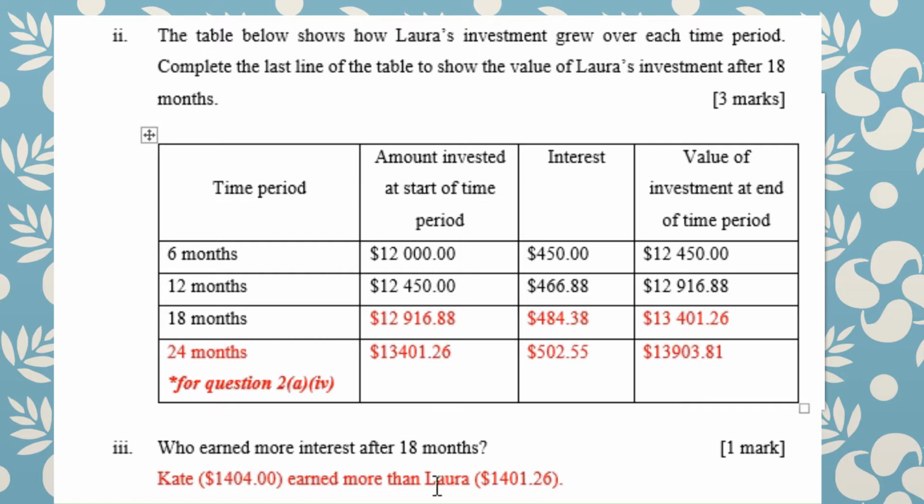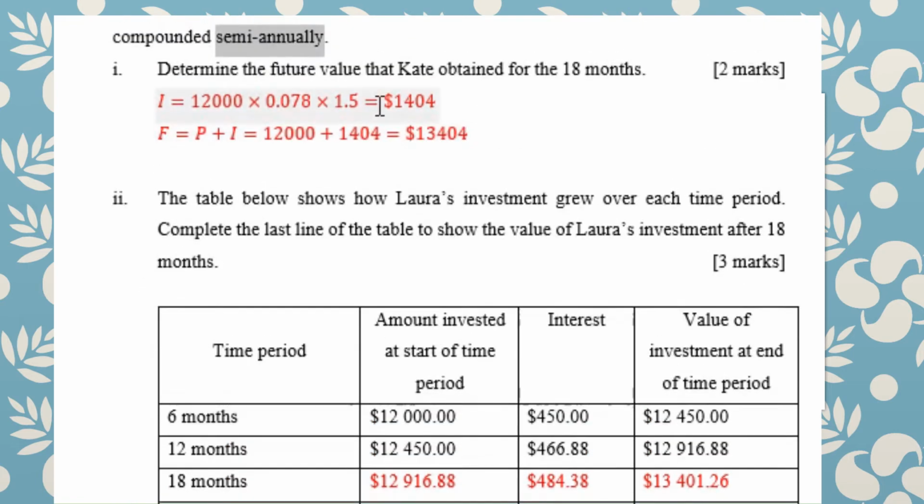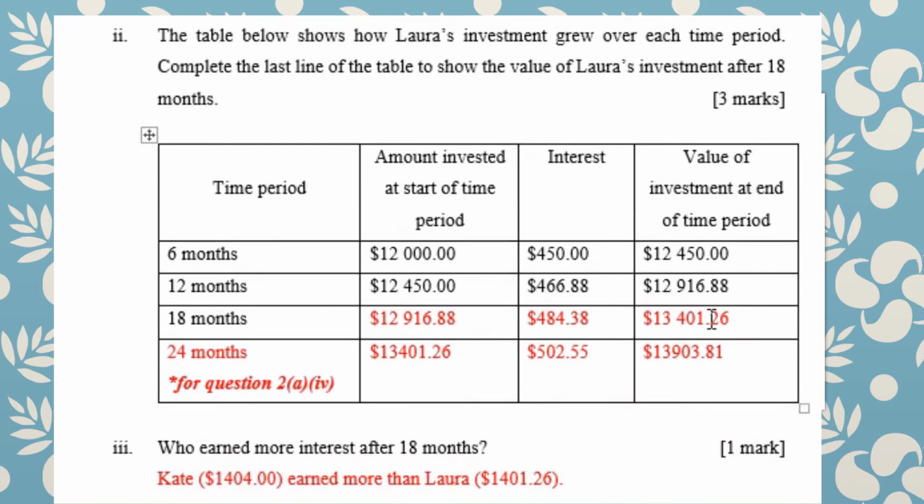So who earned more interest after 18 months? If you go back on top, you can see Kate is 1404, and if you look at Laura, it is 1401.26. So either you take this minus the original principal, or you just add up all this interest, and you will see Kate earned more than Laura.